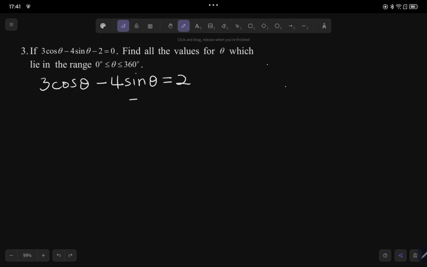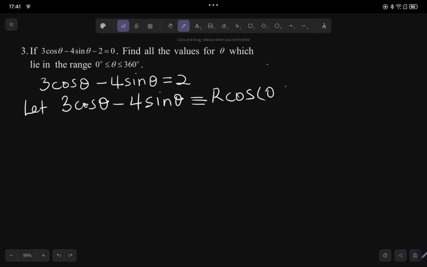So let 3 cos theta minus 4 sin theta be equivalent to r cos of theta plus beta. Use beta, it is more beautiful than alpha. Now let's open the brackets.